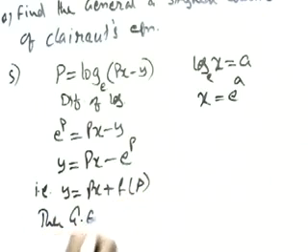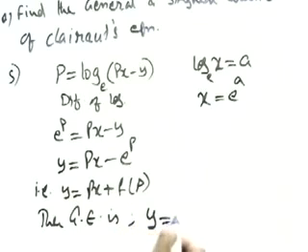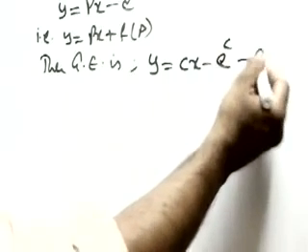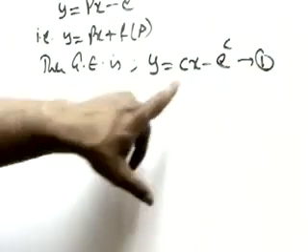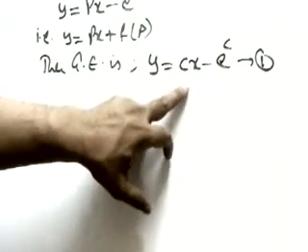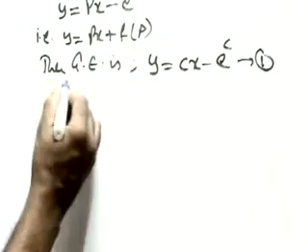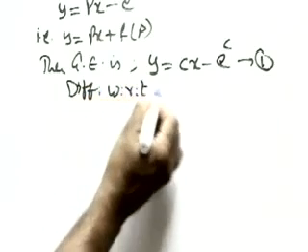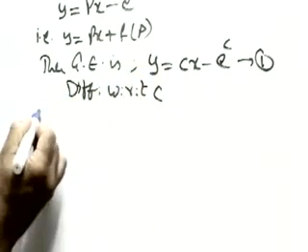So the general solution is, in place of p we put c. So this will be y equals cx minus e power c. Let me note this as equation 1. Now for the singular solution we have to differentiate this with respect to c and find the value of c and substitute this. Now differentiate with respect to c.